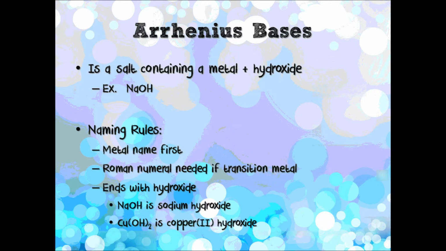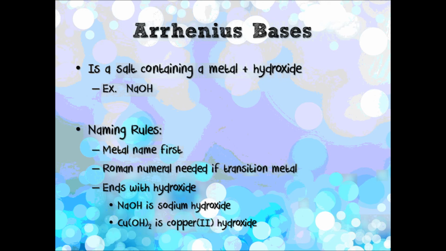An Arrhenius base is a salt containing a metal plus the hydroxide polyatomic ion. For example, NaOH. The naming rules for an Arrhenius base are that you name the metal first, a Roman numeral needs to be used if it's a transition metal, and that you end with hydroxide. NaOH, for example, is called sodium hydroxide.